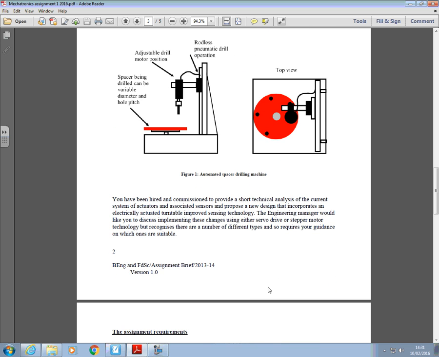What you've been hired to do is to provide a short technical analysis of the current system of actuators and associated sensors, and propose a new design that incorporates an electrically actuated turntable and improved sensor technology. The engineer and manager would like to discuss implementing these changes using either a servo drive or stepper motor technology, but recognise there are a number of different types, and so require your guidance on which one is suitable.